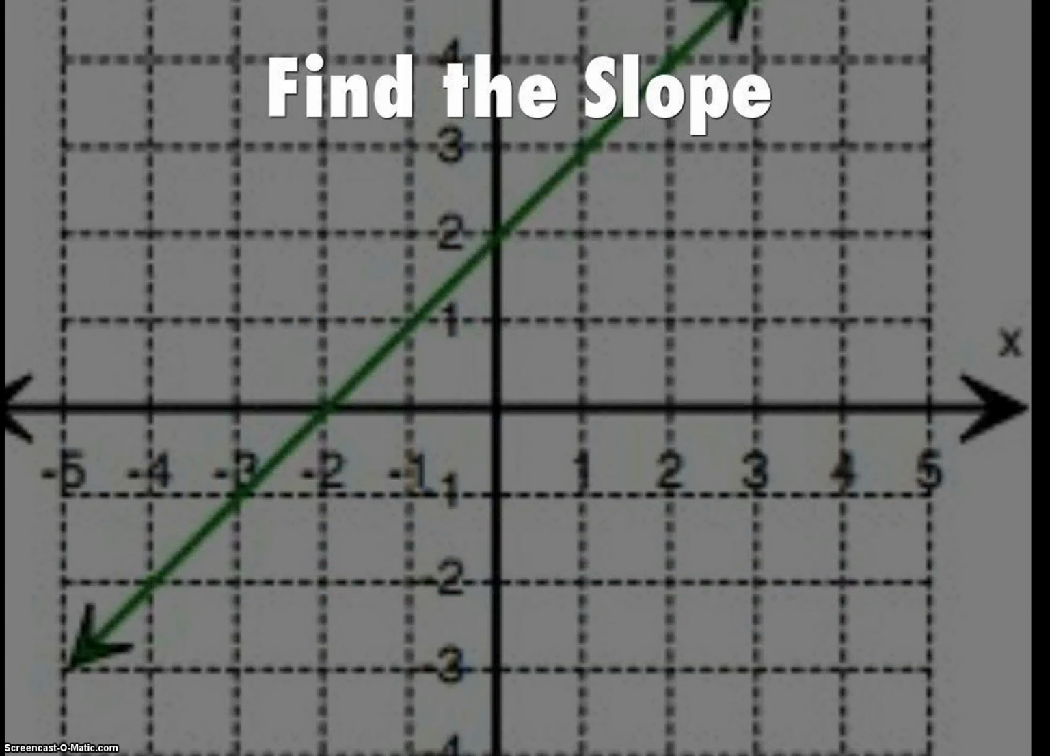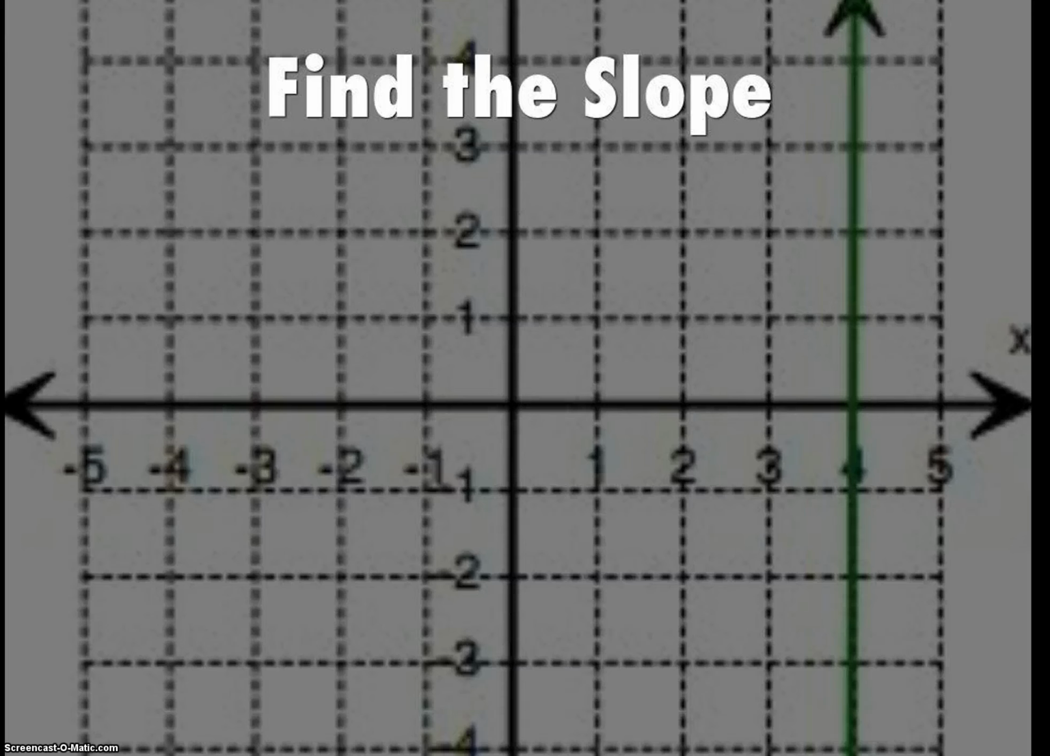Finding the slope here, any 2 points. Let's choose this one here and this one here. I want to start on my left, and I have to rise 2 and run 2. So my slope is rise over run, 2 over 2. Simplify 2 over 2 to be 1. It's positive because it goes up from left to right, so my answer is a positive 1.